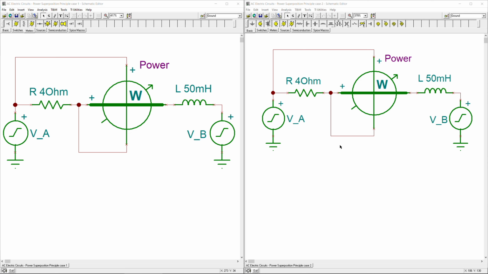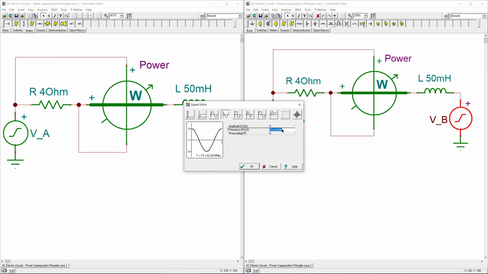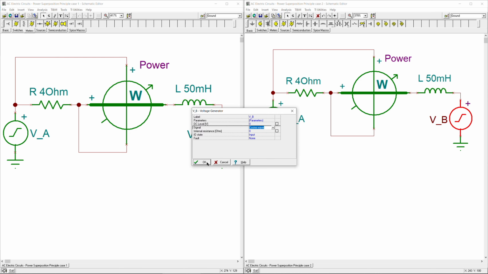Exactly the same is done here on the right side for case 2, but there we have the same frequency, so 100 radians per second, so the sources are exactly the same. The frequency here is exactly the same as in case 1. The only change is here actually, so we make this also approximately 15.92 hertz. So that's the only change.